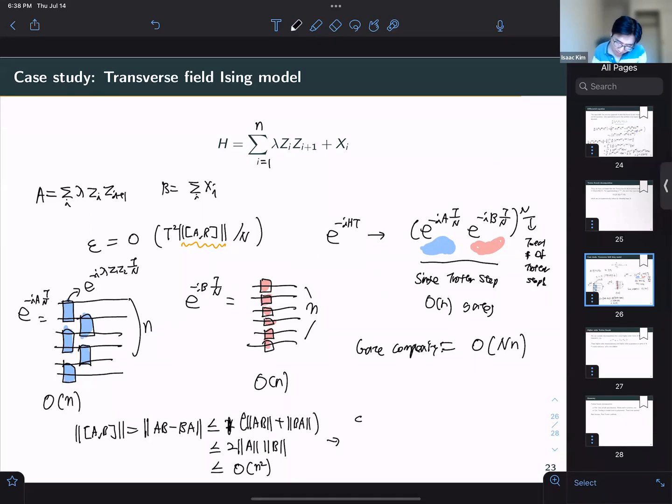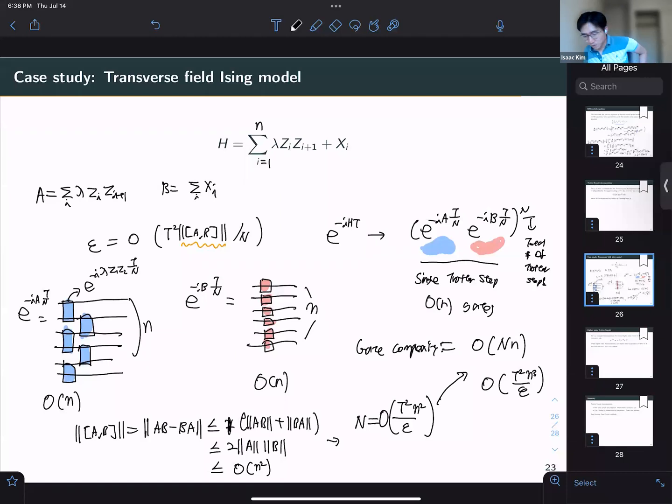So then what we see is that the n that we need is simply t squared times n squared divided by epsilon. Therefore, plugging that into here, we're going to get t squared times n cubed divided by epsilon. So this is a way in which people estimate the gate complexity.